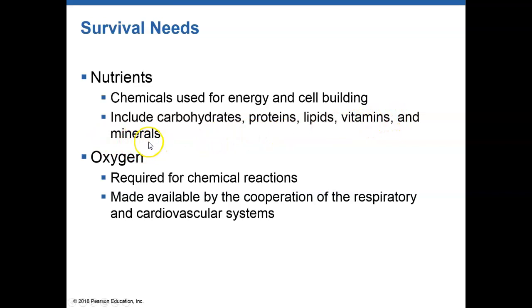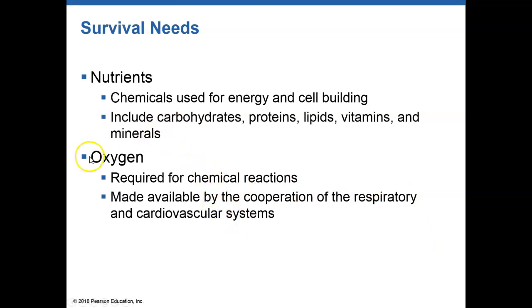So minerals are like your folic acid, zinc, stuff like that. Vitamins include like vitamin B, vitamin D, stuff like that. And we can produce some of the materials through sunlight and other things, but a lot of these we have to take in, and we do that when we eat or drink.